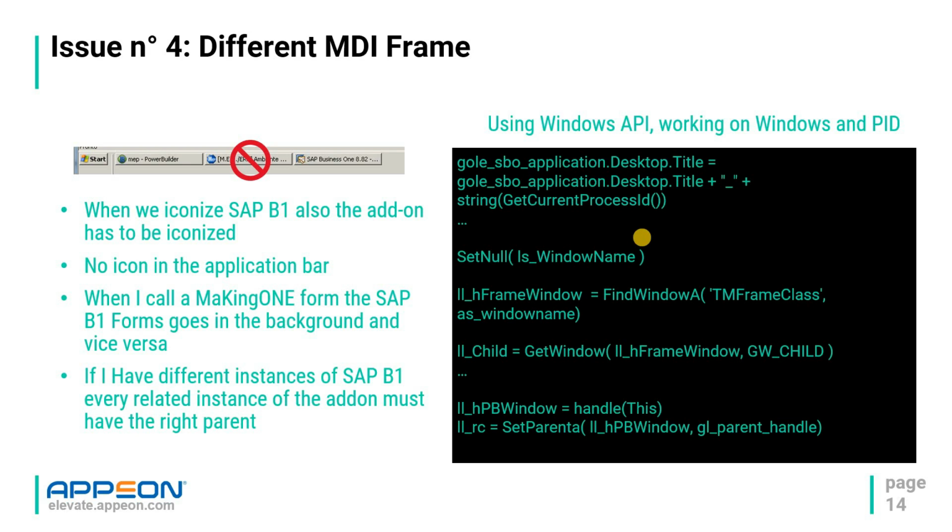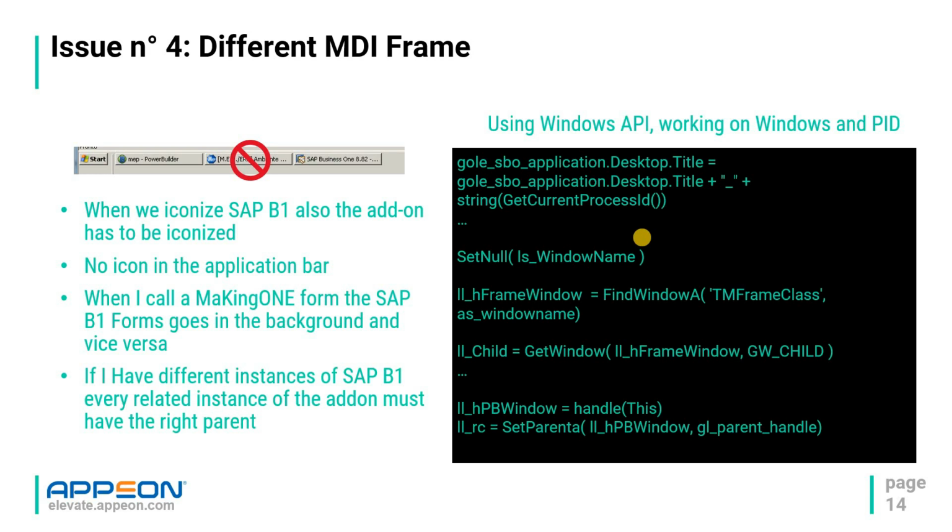these goals. When we iconize SAP Business One, the add-on also has to be iconized, with no icon in the application bar. When I call a MakingONE form, the SAP Business One form goes in the background and vice versa. And if I have different instances of SAP Business One, every related instance of the add-on must have the right parent.